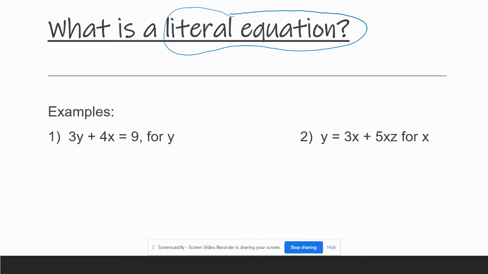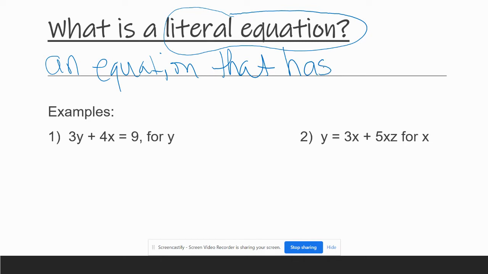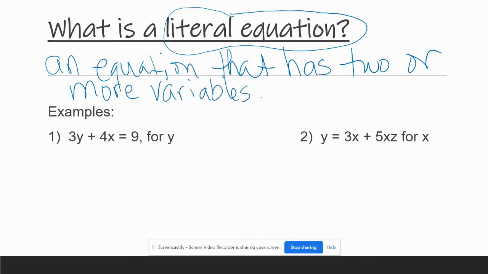A literal equation is an equation that has two or more variables. Typically, we're going to be talking about area, perimeter, temperature, equations like that. But we're just going to start with equations in these first two examples where we have x's and y's.